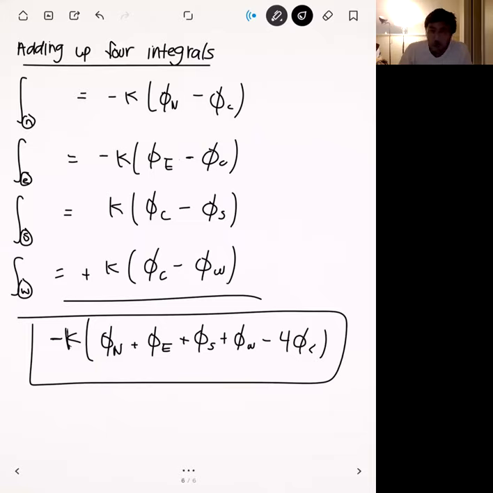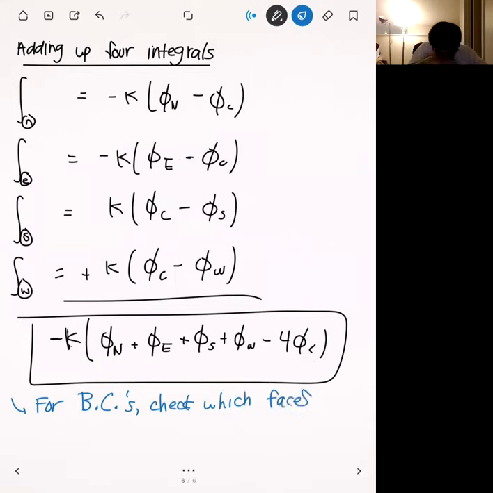Now let's talk about what we have to do for boundary conditions. For the boundary conditions, the way that we're going to do that is we're going to look at which faces of our cell borders a boundary. And for those integrals, all we're going to do is replace that integral with a boundary condition term.